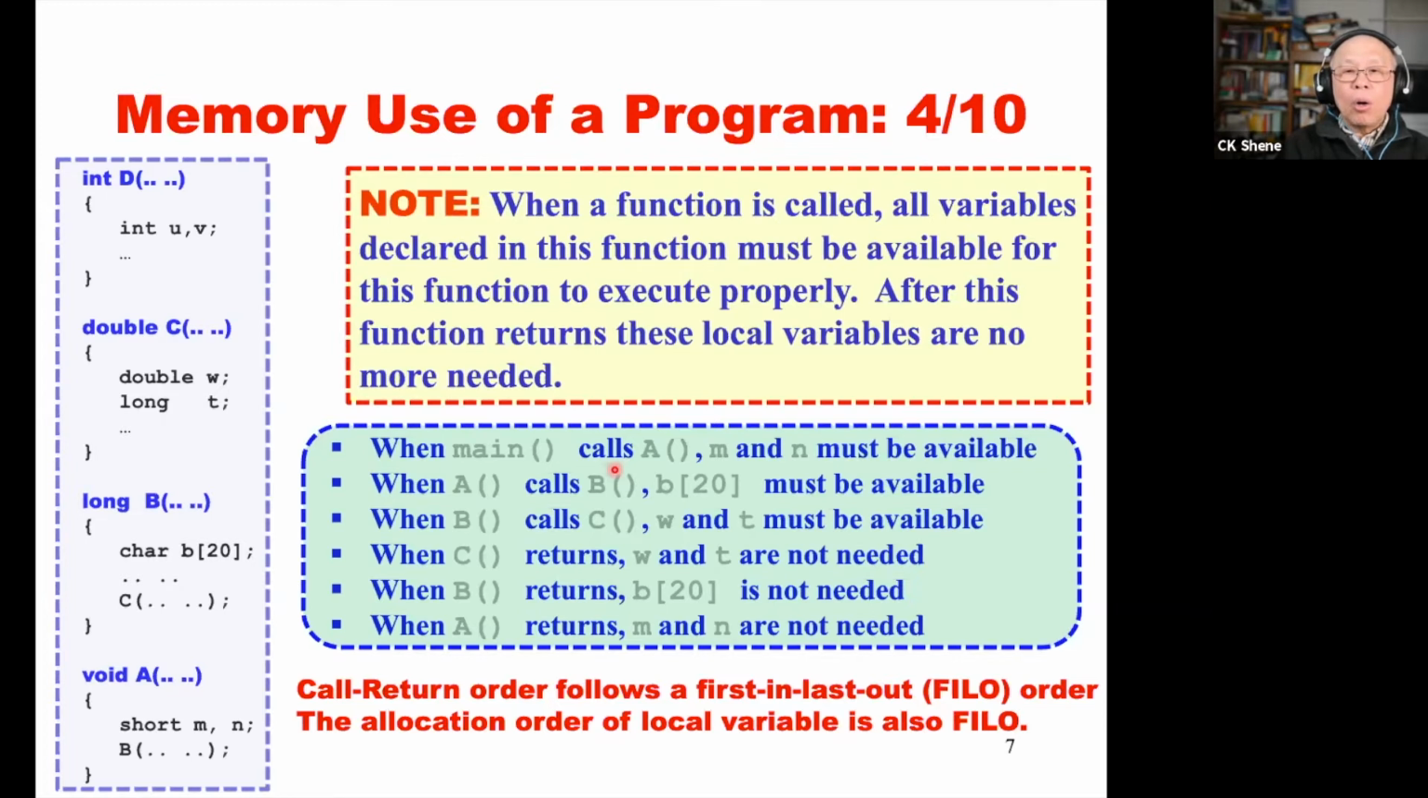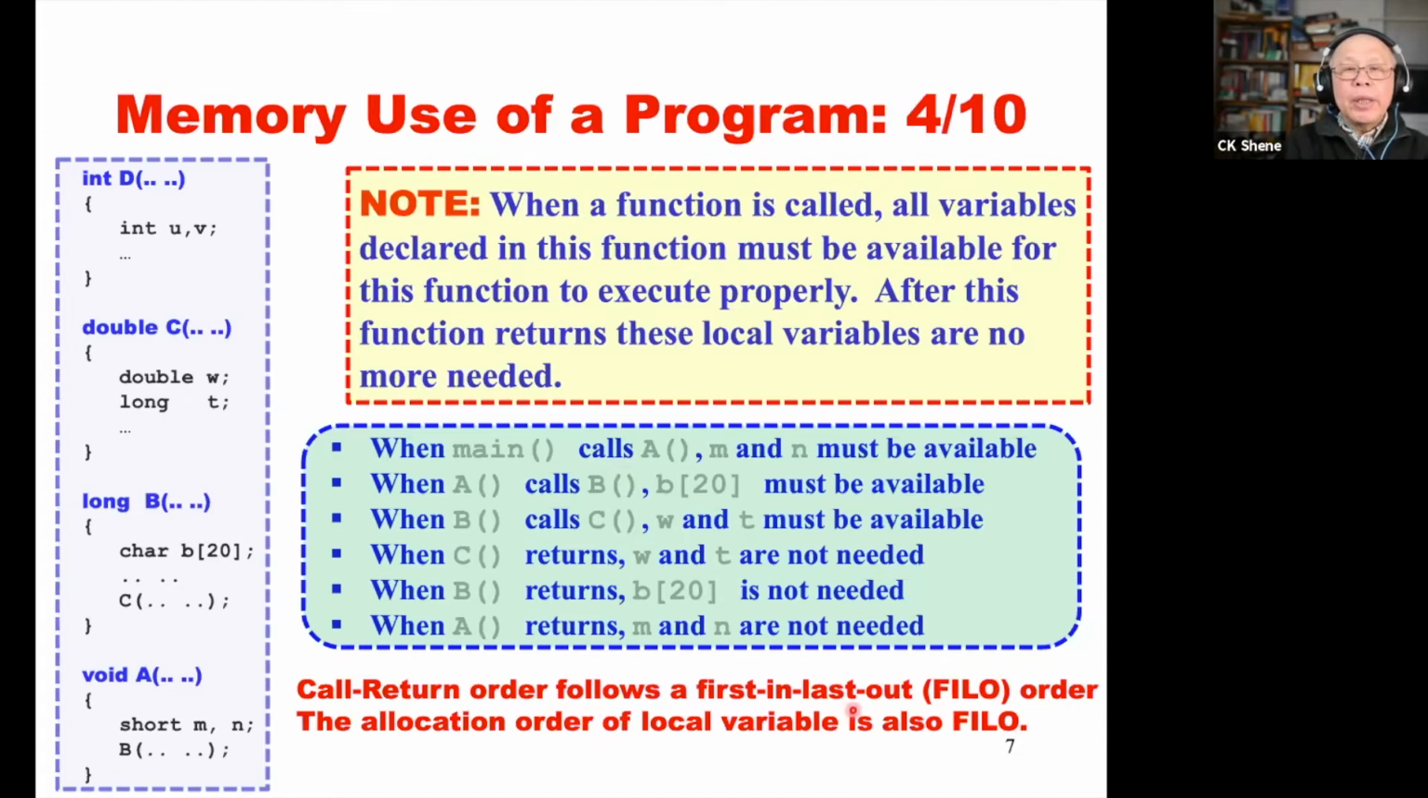When we call a function, the main program calls A, A calls B, and B calls C. C returns first back to B, and B returns back to A, and then A returns to the main program. Therefore, this call sequence has a first in, last out order, isn't it?